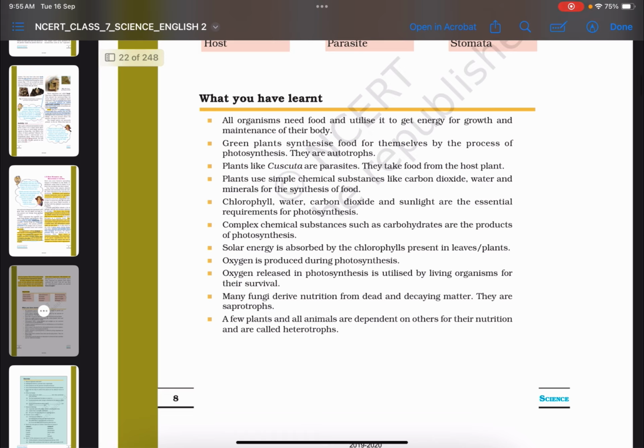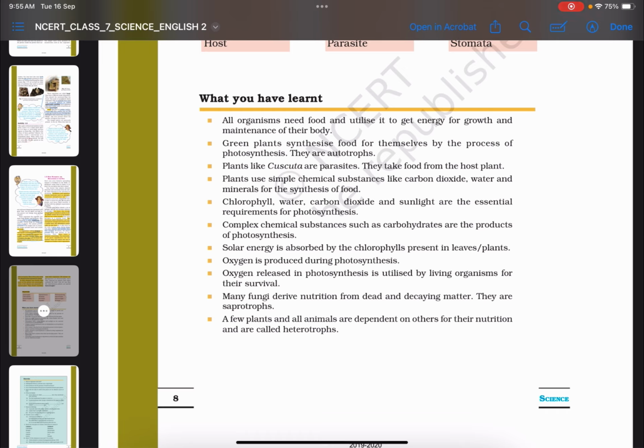So, what you have learned. All organisms need food and utilize it to get energy for growth and maintenance of their body. Green plants synthesize food for themselves by the process of photosynthesis. They are autotrophs. Plants like Cuscuta are parasites that take food from the host plant. Plants use simple chemical substances like carbon dioxide, water, and minerals for the synthesis of food. Chlorophyll, water, carbon dioxide, and sunlight are the essential requirements for photosynthesis. Complex chemical substances such as carbohydrates are the products of photosynthesis.